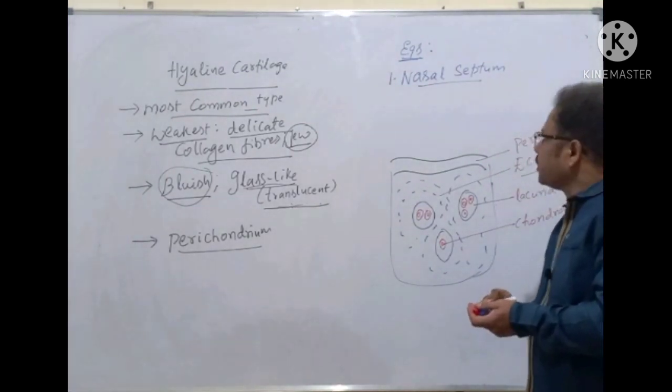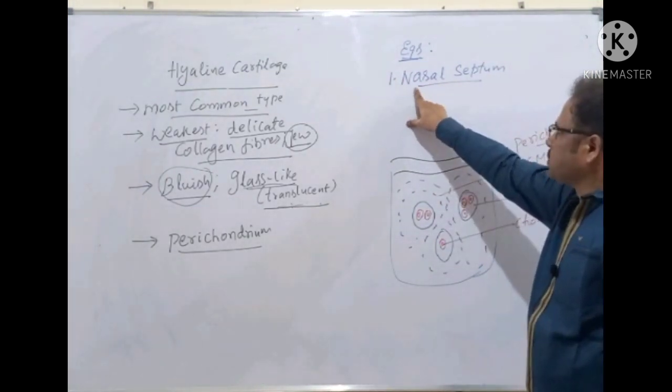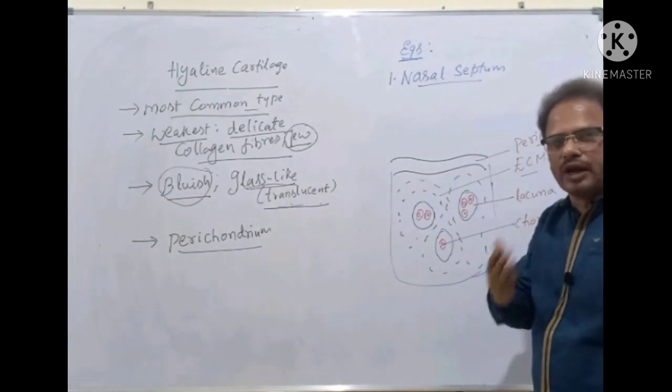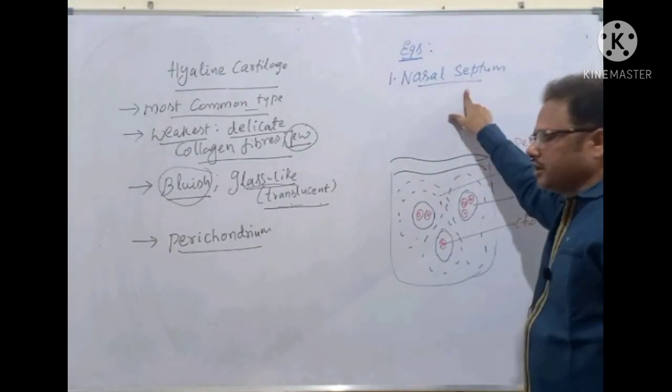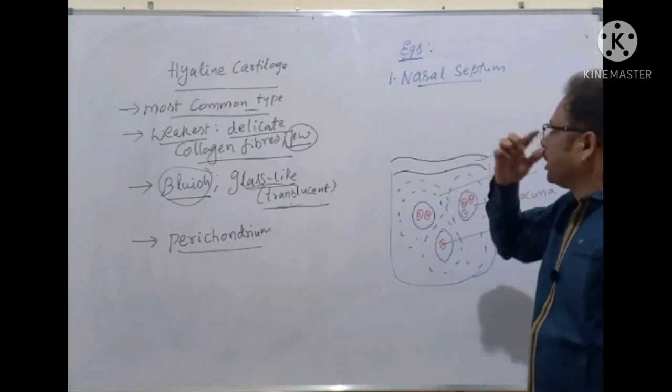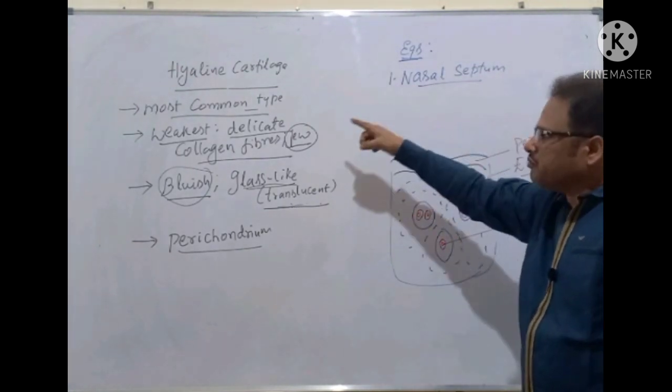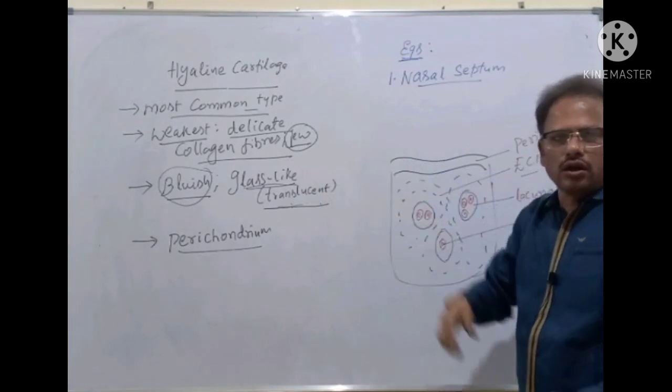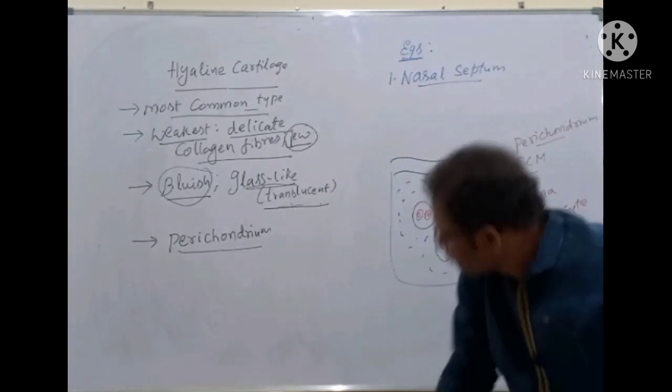Now this one is avascular. Where is it present? Let's discuss now. First of all, the example is the nasal septum. What is a septum? Septum means the partition. Two nostrils are partitioned here. That's called a nasal septum. The nasal septum is made of the weakest cartilage called hyaline cartilage. Okay, students.